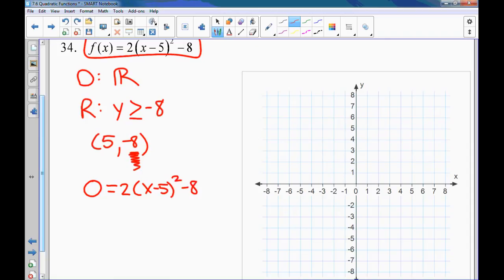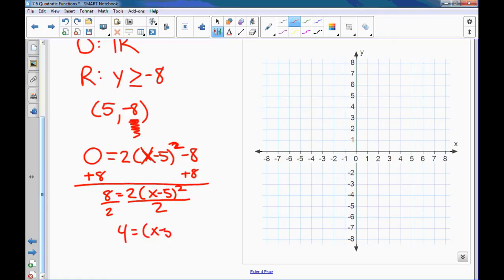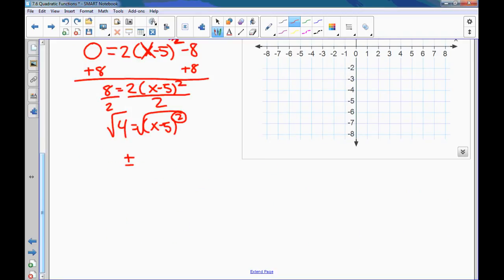Now, I could do the quadratic formula. I could. However, notice this x value is eventually being squared, which means I can solve this using square rooting. If you notice, I can add 8. I get 8 equals 2 parentheses x minus 5 squared. Before I start square rooting, make sure you divide by 2 first. 4 equals x minus 5 squared. Square root, how many answers should I have? That's right, make sure you have 2 answers. Plus or minus 2 equals x minus 5. So x is going to end up equaling 7 and 3.